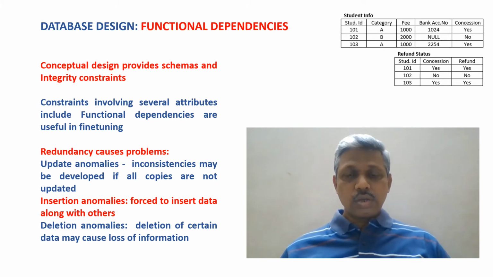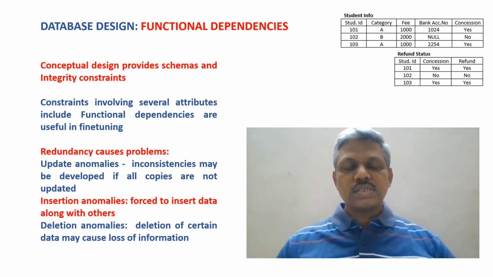And if we forget to update the information in the second table, the refund status, then that student will still not get a refund. Even though it is updated in the first table, because the same information is repeated here, if it is not updated, he will not get the refund. So in the list of refunds, he will not be reflected, whereas in the list of students who got concession, he will appear. This is one kind of anomaly.